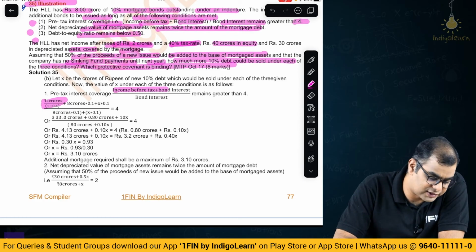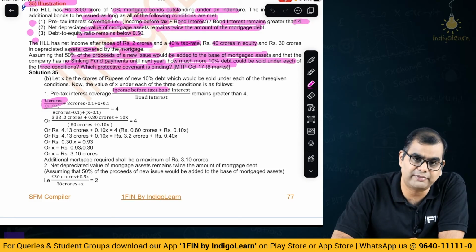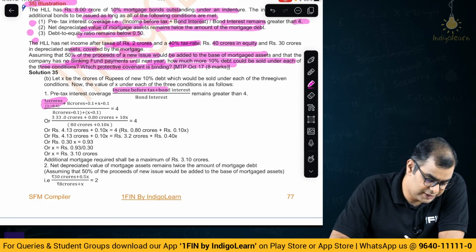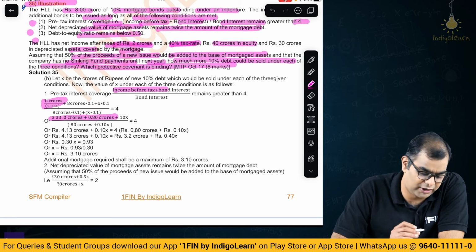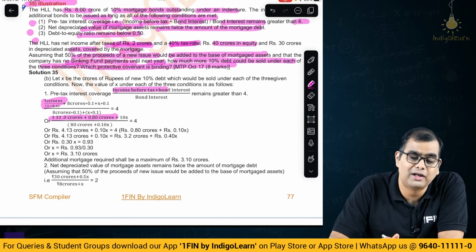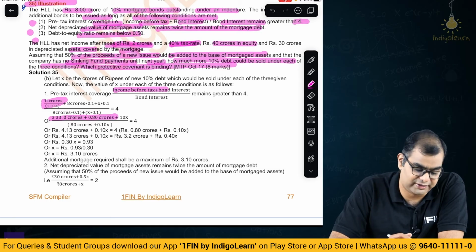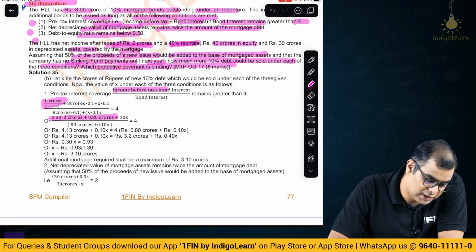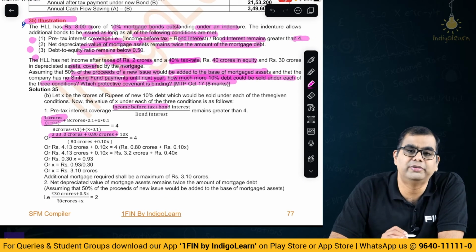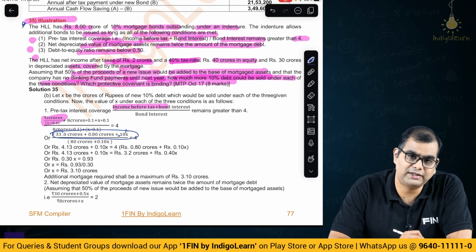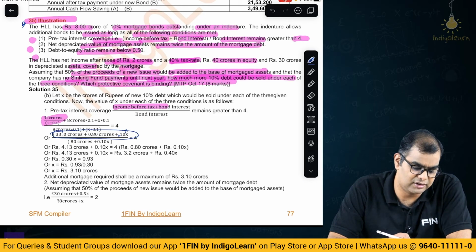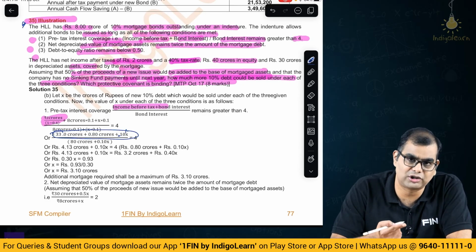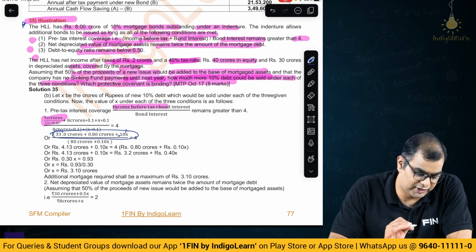To that you also add the interest. What is the interest? 8 crores of 10% mortgage bonds. 8 crores into 10% is 80 lakhs. So, 3.33 crores plus 80 lakhs, which is 4.13 crores. That is the existing EBIT, 4.13. Plus, you are planning to issue additional bonds. How much more 10% debt could be issued? Whatever is the existing EBIT, to that you also have this additional interest burden, right? So, let us assume that X is the total bonds issued or loan raised, of that 0.1X, right?